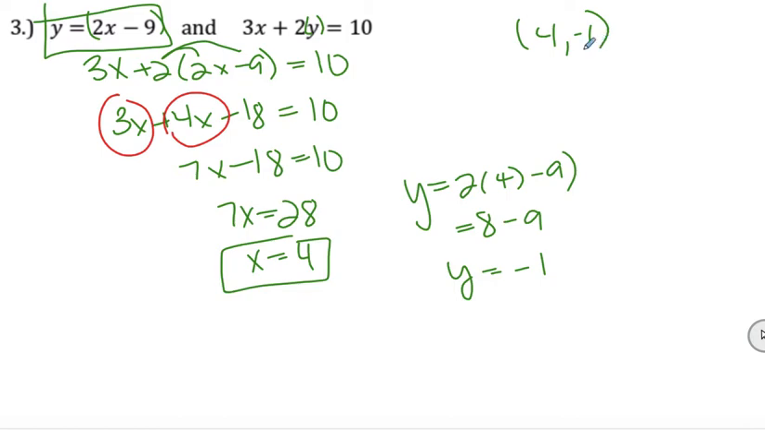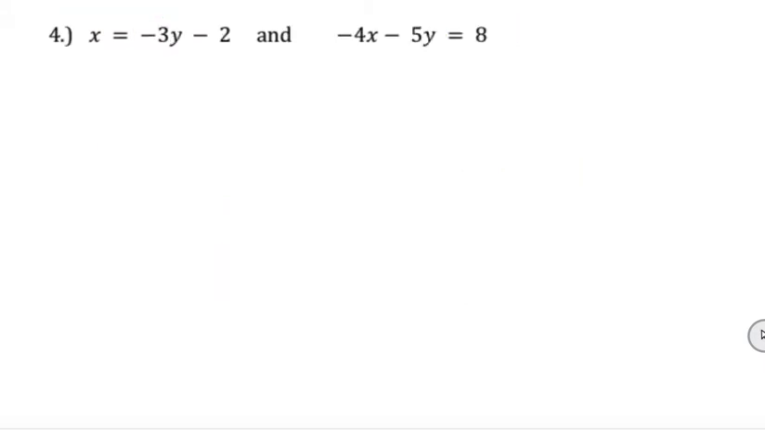To make sure that you got that right, you could come over here and say 4 times 3 is 12. Plus 2 times negative 1 is negative 2. 12 plus negative 2 would give us 10. So again, you can take your ordered pair and plug it in. Make sure you get the right answer. Let's do a couple more examples here.